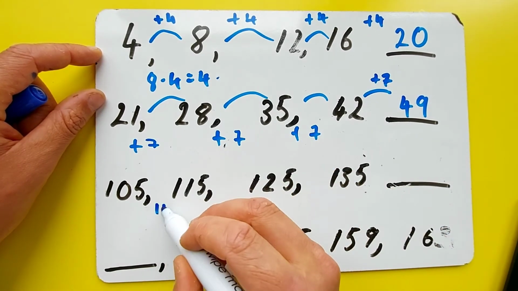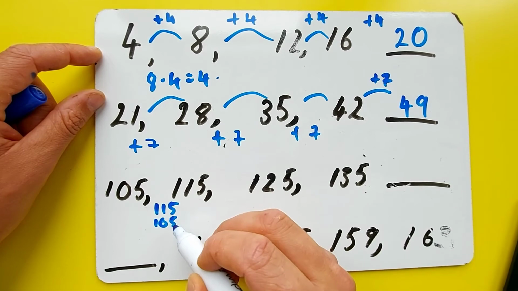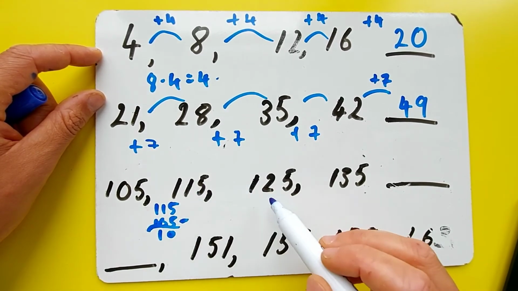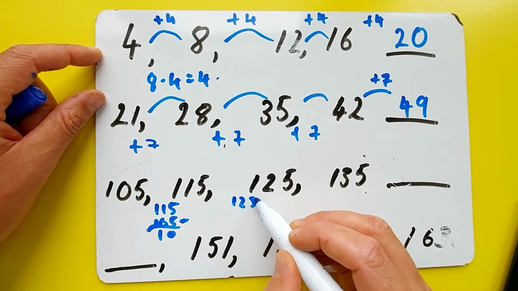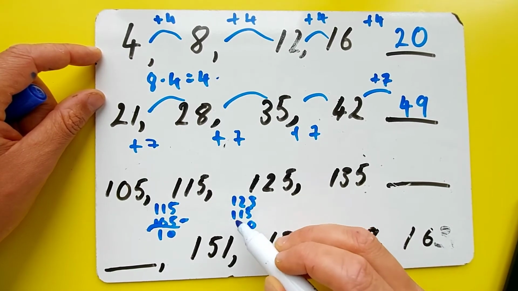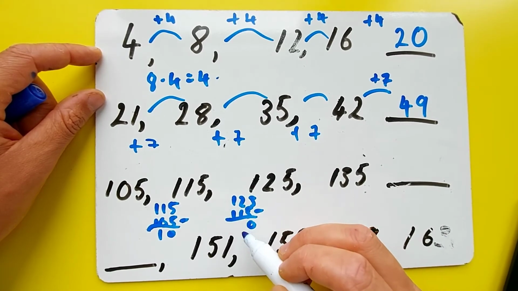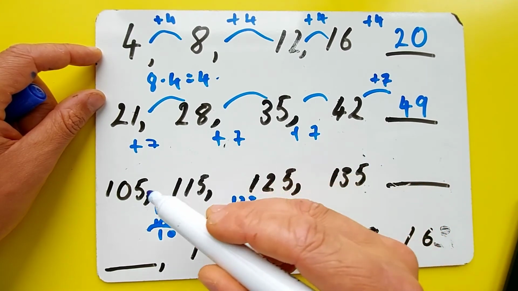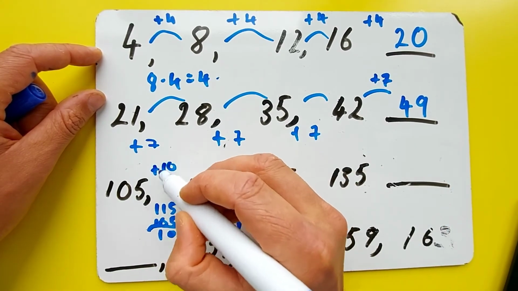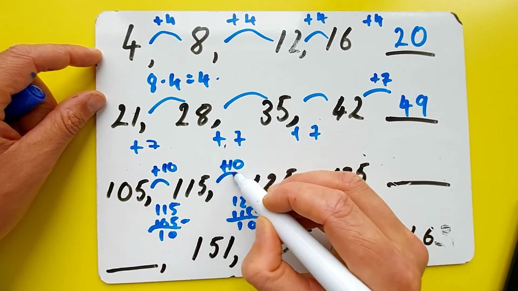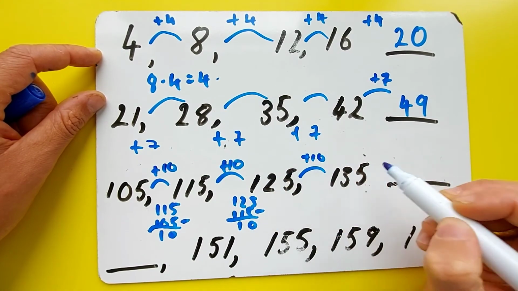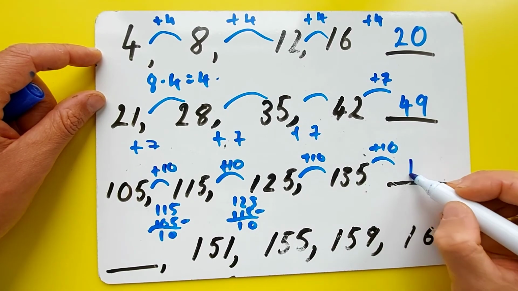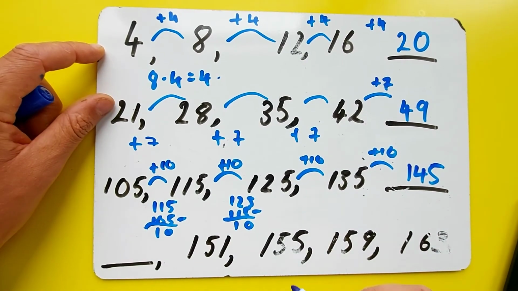Well, if I was just to do quickly 115 take away 105, I've got 10. Now, is the difference between here 10? I'm subtracting it to try and find it. Yes, it is 10 again. And I think this is 10 again. So the rule is that each time this is going up in 10, so it's adding 10 each time. So therefore, to get the final step, I need to add 10 to 135, which would be 145.